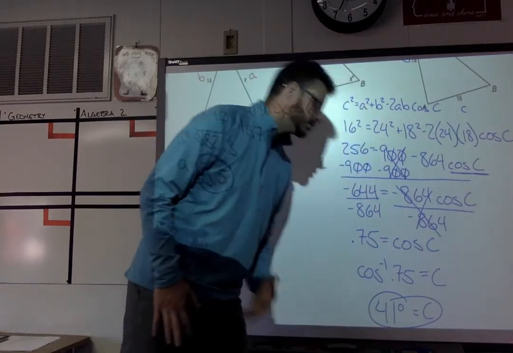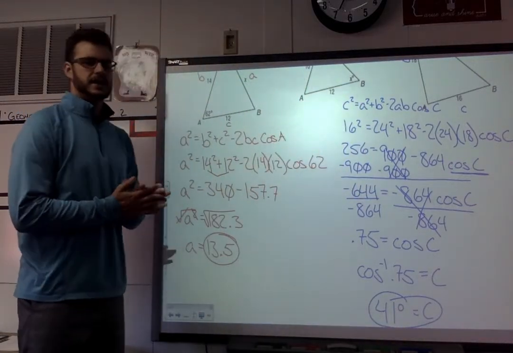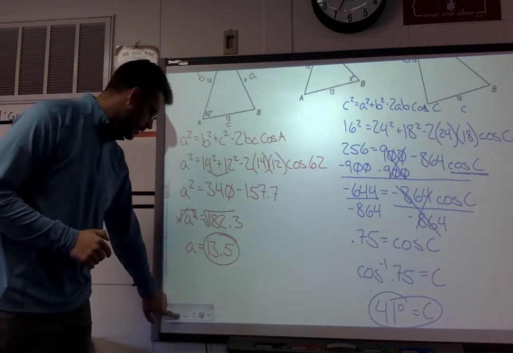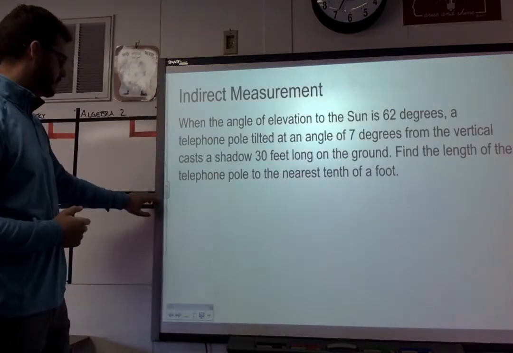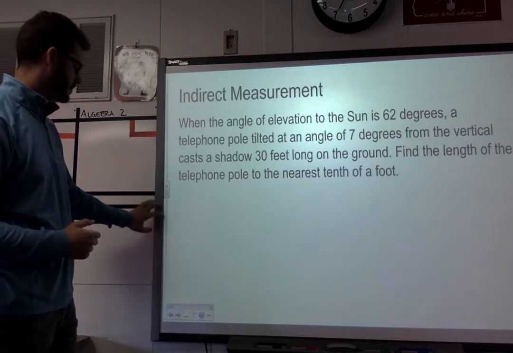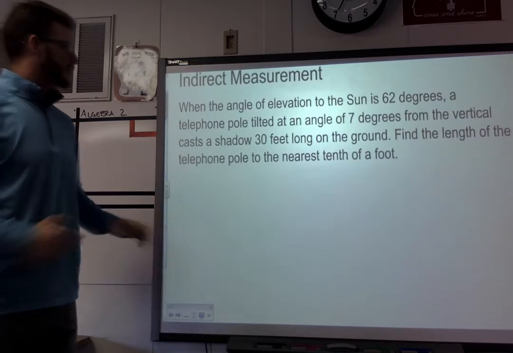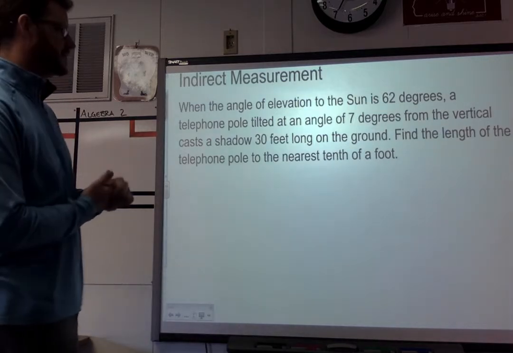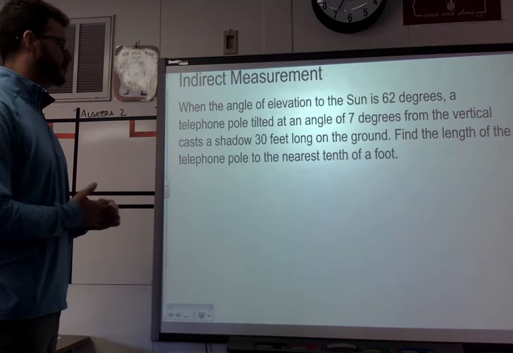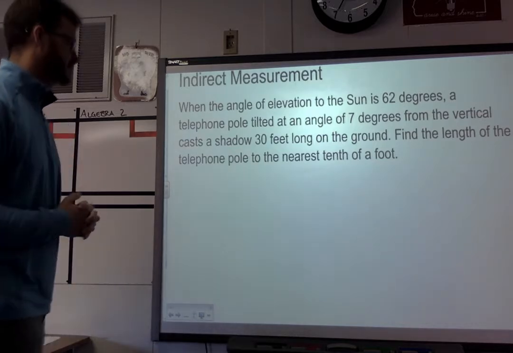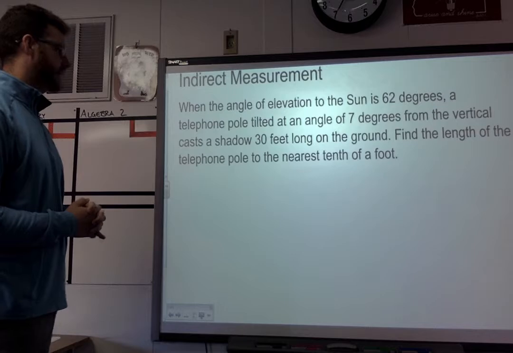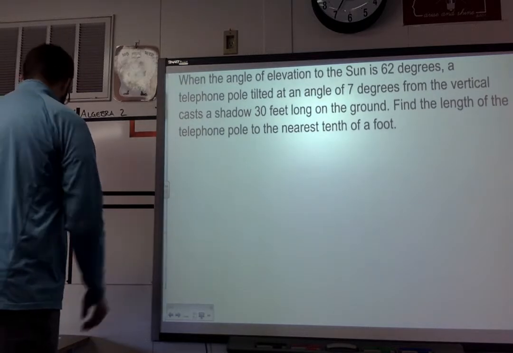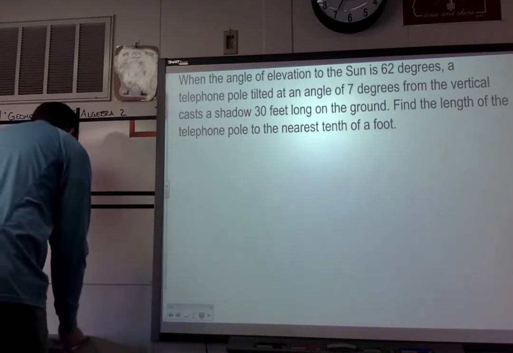Again, if you need to rewind a little bit, go back through anything, feel free to do that. We're going to go through one story problem example here, and then we will be done. So, indirect measurement. When the angle of elevation to the sun is 62 degrees, a telephone pole tilted at an angle of 7 degrees from the vertical casts a shadow 30 feet long on the ground. So before I try and solve anything, I'm going to draw out a diagram for this.